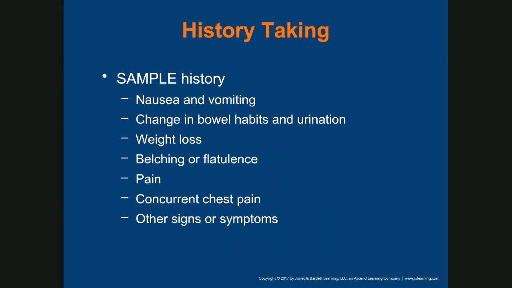All right, after we've completed the primary assessment, the next phase is history taking. So we will obtain a SAMPLE history, things that we need to think about: nausea and vomiting, changes in bowel habits and urination, weight loss, belching or flatulence, pain, concurrent chest pain, or other signs and symptoms.